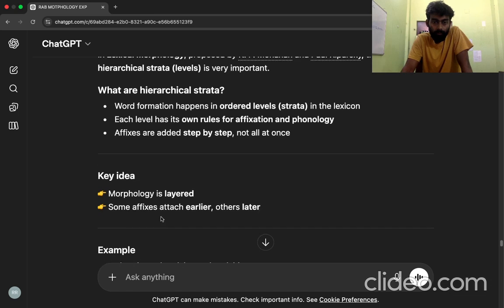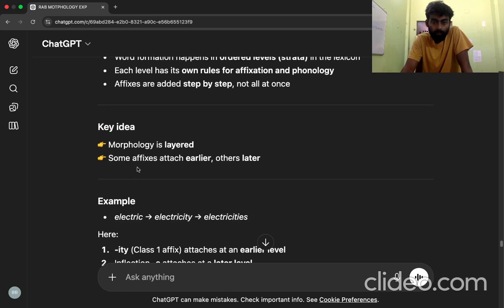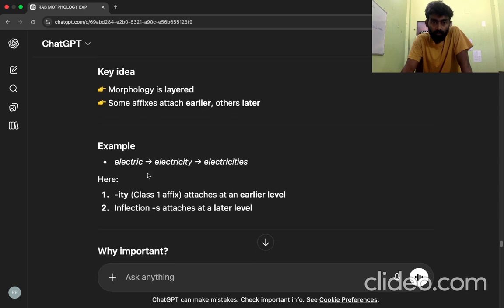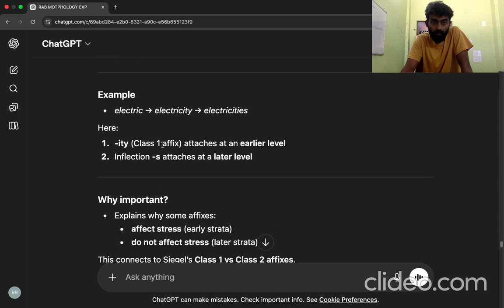Key idea: morphology is layered. Some affixes attach earlier, others later. Example: electric, electricity, electricities. Here, one, -ity, Class 1 affix, attaches at an earlier level. Two, inflection -s, attaches at a later level.